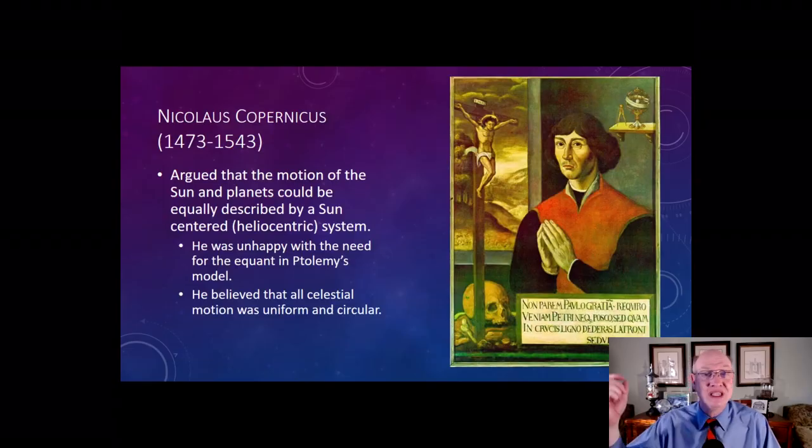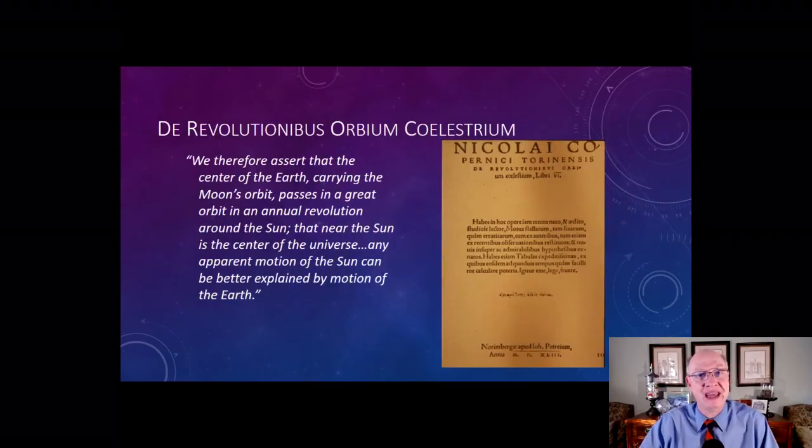Well, that's not what we see when we see the planets moving through the sky. They're speeding up and slowing down and moving backwards. So Ptolemy came up with his ideas, which Copernicus didn't like. Copernicus proposed a separate idea. And his idea was, we assert that the center of the Earth, carrying the moon's orbit, passes in a great orbit in an annual revolution around the sun, that near the sun is the center of the universe, and any apparent motion of the sun can be better explained by the motion of the Earth.